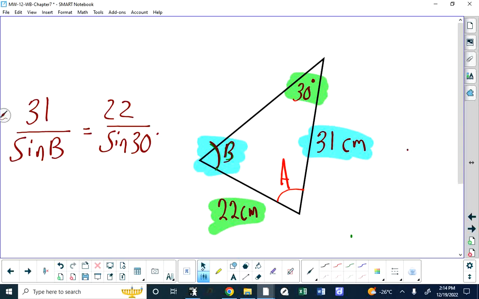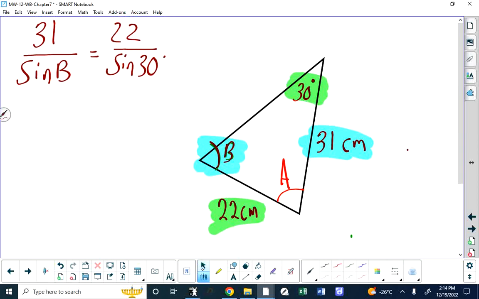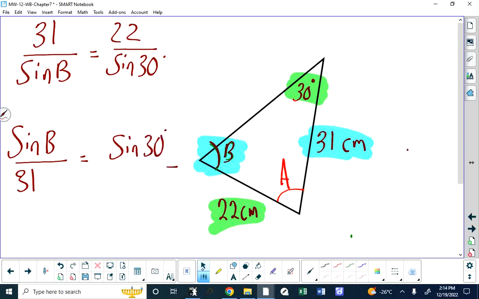So since we're trying to find an angle here, you probably don't even write that. What you would do is say sine of B over 31 equals sine of 30 over 22. And then cross multiply. So sine of B will be 31 times sine of 30 divided by 22. I would like you to calculate what sine of B is for me, please.